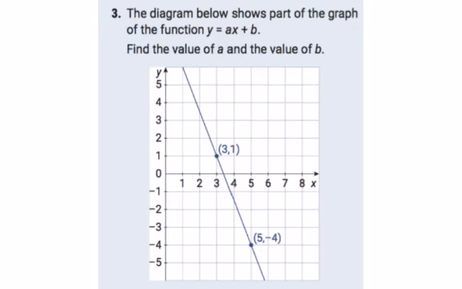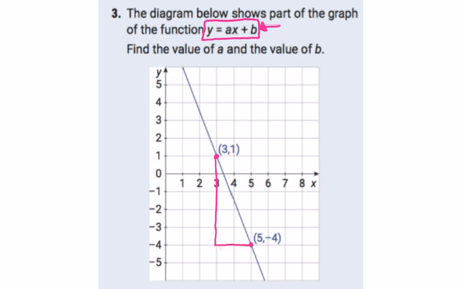In question 3, we're given points on a line, (3, 1) and (5, -4), and we're asked to find the value of a and b given the function in this form. There's a couple of ways to do this. We know that b is the y-intercept. We could look at it that way, but we can't see it on the diagram, so let's approach it by getting the slope and an equation of a line, and let's match that off then.